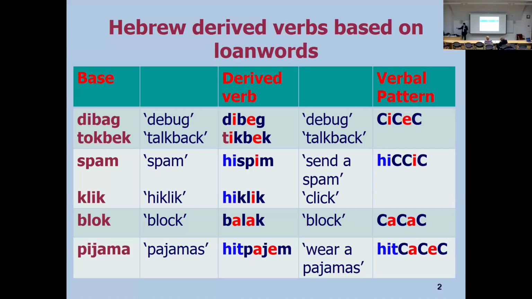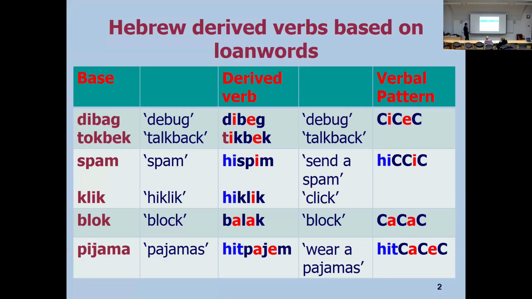So from both debug and talkback, regardless even of the number of consonants, here we have 3, here we have 4, they all go to the EE pattern with the change of vowels if there is a need to change the vowels: debug and tickback. In contrast, the words spam and click go to the hif'il pattern. This is a pattern with a prefix, he, consonant, consonant, e, consonant. So we have the verbs hispim, to send spam, and ticklick, to click on the mouse.